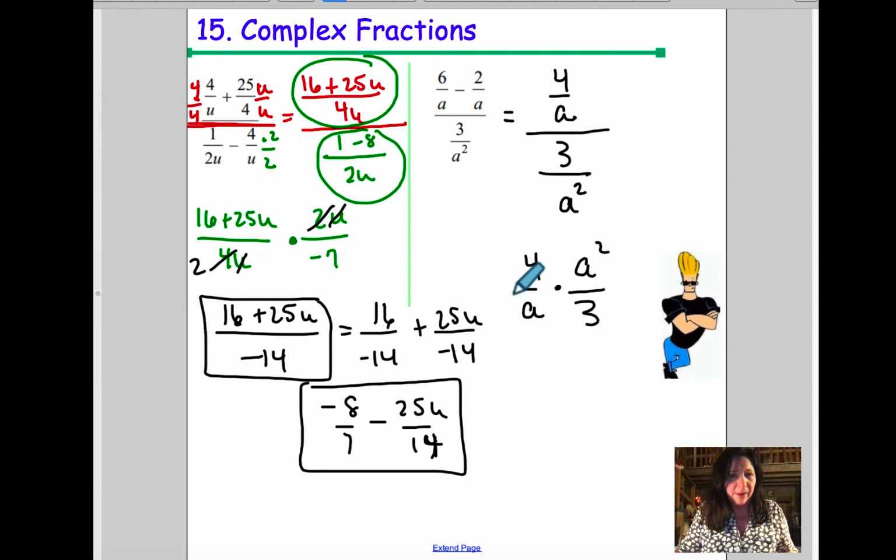And, oh, look, I can cancel one of my a's out, right? That leaves me, this was a 1, so that's gone. So I have on the numerator 4a and then over 3 times 1, which is just 4a over 3.